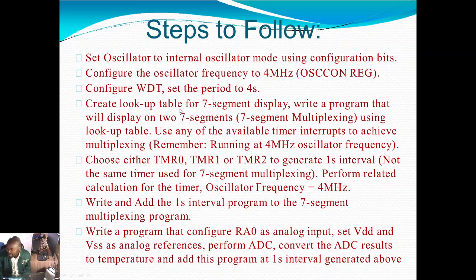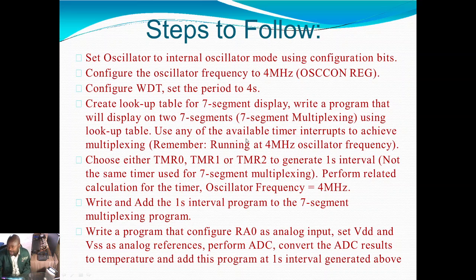Create a lookup table for the 7-segment display. Write a program that will display on 2 7-segments, 7-segment multiplexing using the lookup table. So we're going to do multiplexing and then display on those 7 segments using the lookup table we just created. Now, use any of the available timer interrupts to achieve multiplexing. In this PIC, we have timer 1, 2, or 3, so you can use any of them. When we perform our timing, we should just remember that we are running at a 4 megahertz crystal oscillator. Internal oscillator actually.